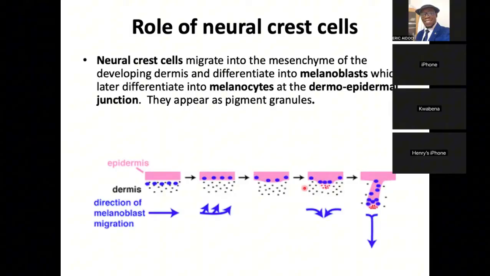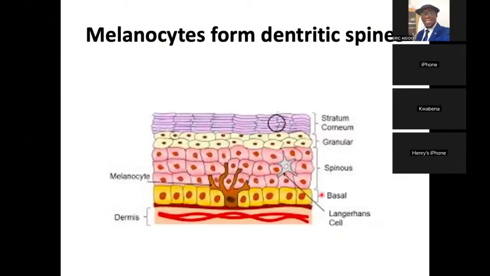What is the function of the melanocyte? Anybody? It is for the production of melanin, the skin pigment. Good. So these are the granules I was referring to, the pigment granules. And these melanocytes can form dendritic spines, as you can see. From the basal layer, they extend. And remember, this basal layer also marks the junction between the epidermis and the inner dermis. So these spines or finger-like projections they are exhibiting are known as the dendritic spine.